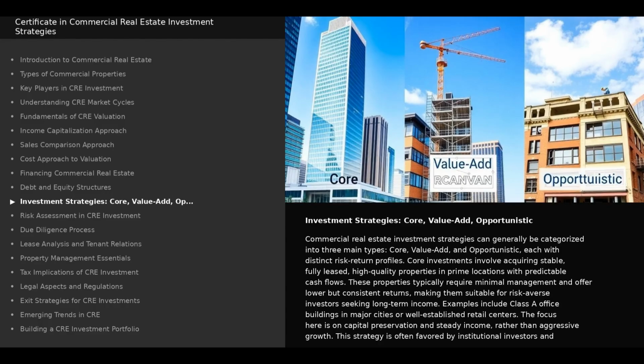Investment strategies: core, value-add, opportunistic. Commercial real estate investment strategies can generally be categorized into three main types: core, value-add, and opportunistic, each with distinct risk-return profiles. Core investments involve acquiring stable, fully leased, high-quality properties in prime locations with predictable cash flows. These properties typically require minimal management and offer lower but consistent returns, making them suitable for risk-averse investors seeking long-term income. Examples include Class A office buildings in major cities or well-established retail centers.